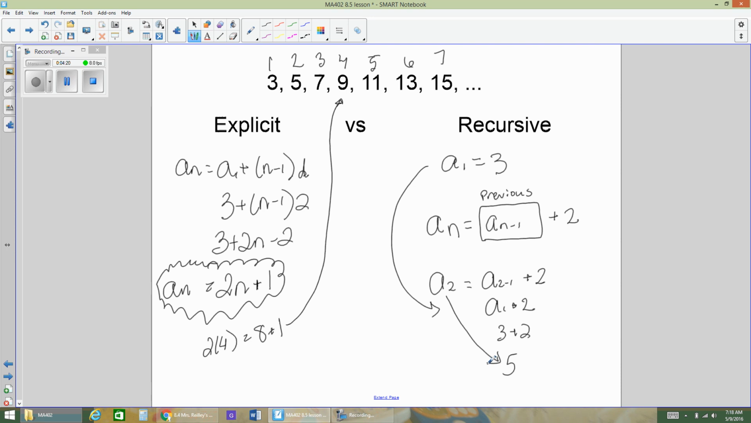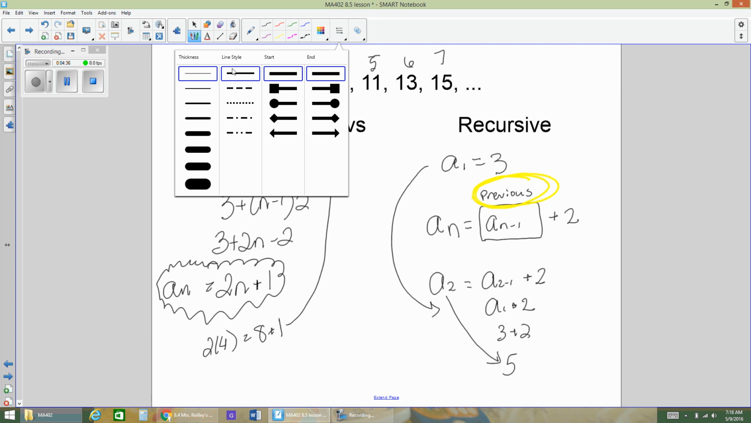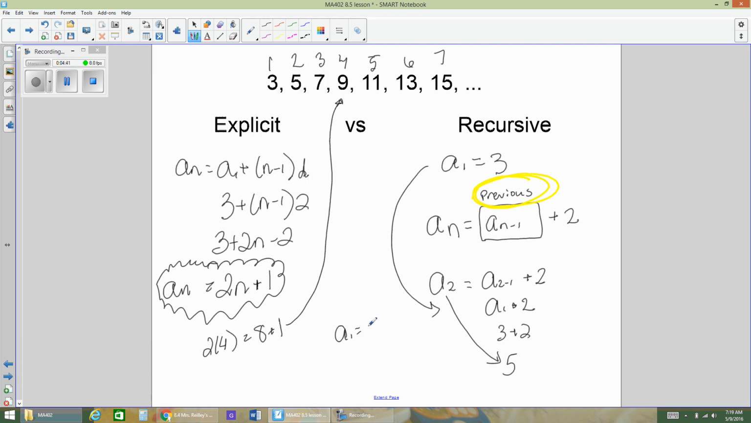So the difference between explicit and recursive is you have to know the previous term. You have to know it in order to use the formula. And that is why for a recursive rule, the formula has 2 parts. So let's write this for once and for all somewhere right here real pretty. The first term is always stated, and then the a sub nth term is always stated as a sub n minus 1 plus 2. That is a recursive rule.